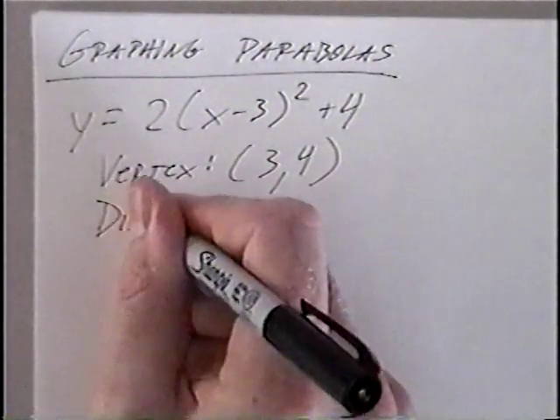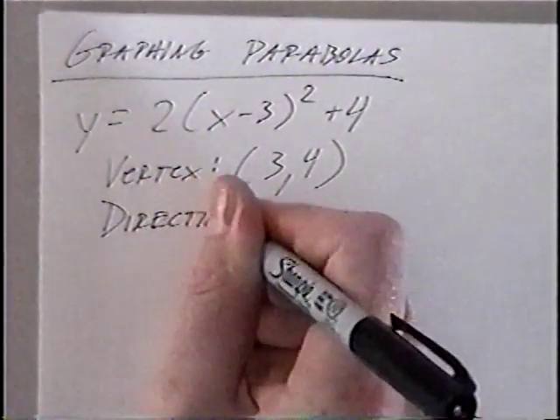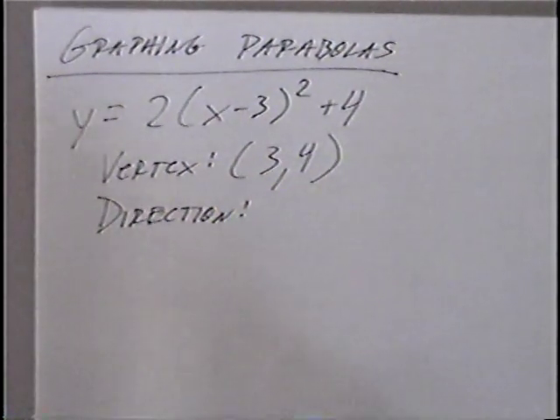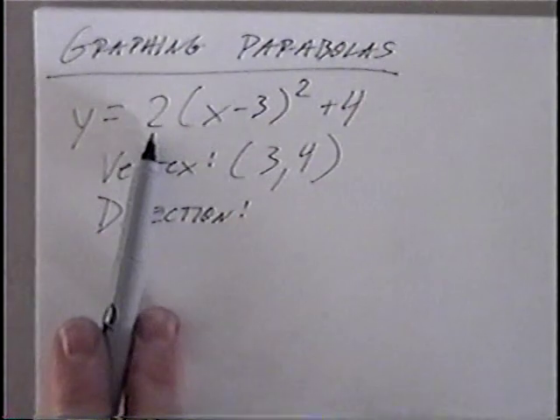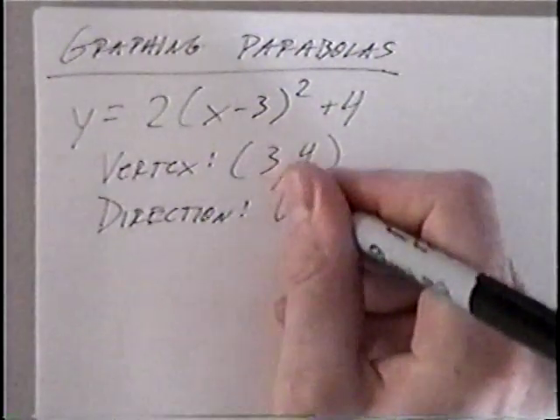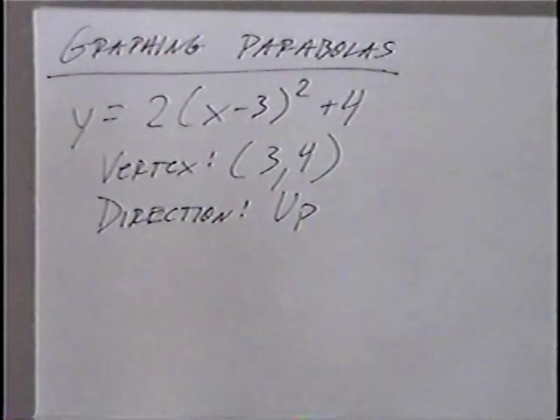For the direction, it would either be up or down, and we look at the a value, which is the number in front of the parentheses. If this number is positive, then the direction of the parabola would be up.